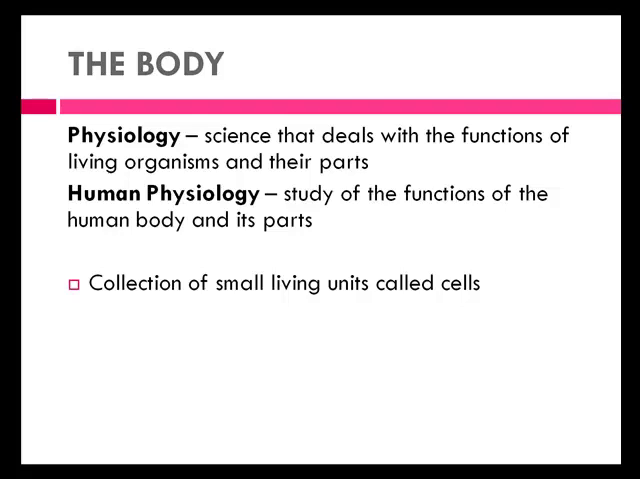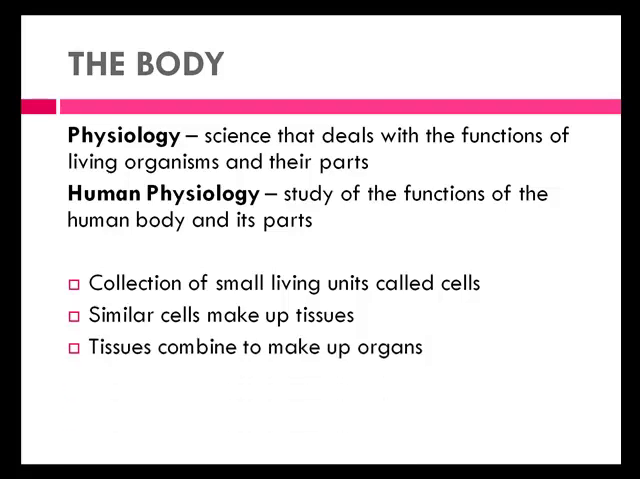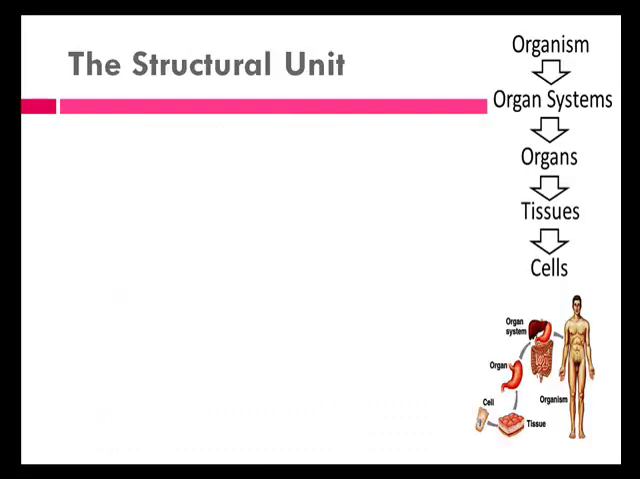Now, a collection of small living units are called cells, and similar cells make up tissues, and tissues combine to make up organs, and organs combine to make up systems. So as we see in our little picture here, we have our cell, which turns into tissues. The tissue gives us organs, the organs give us systems, and that creates the organism. Again, cells, tissues, organs, organ systems, and the organism. So everything starts off with that cell.